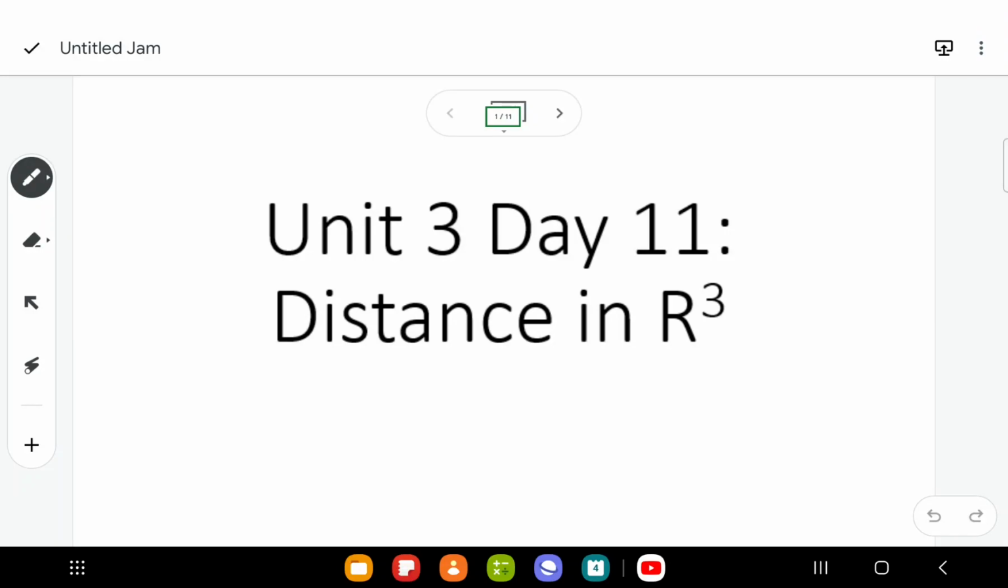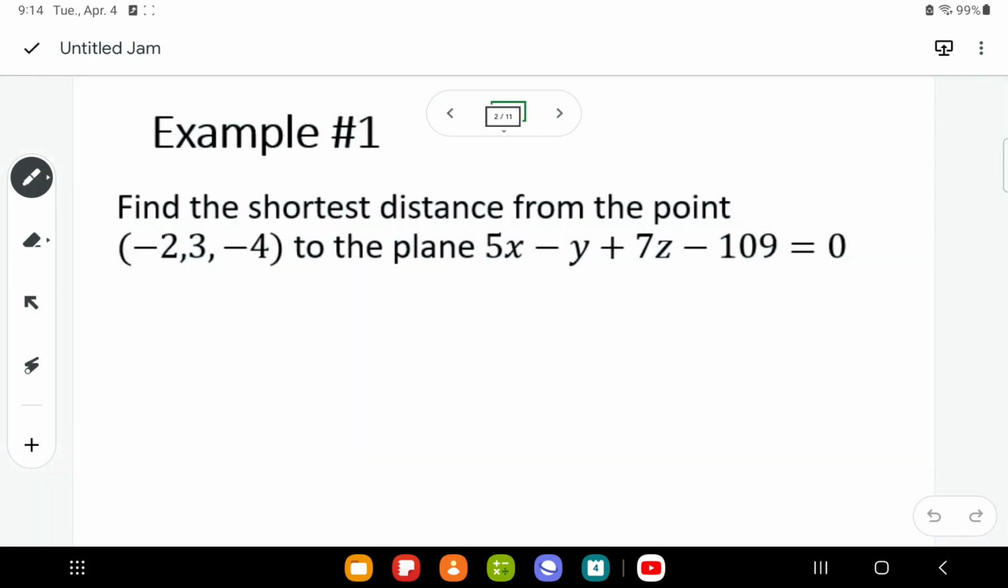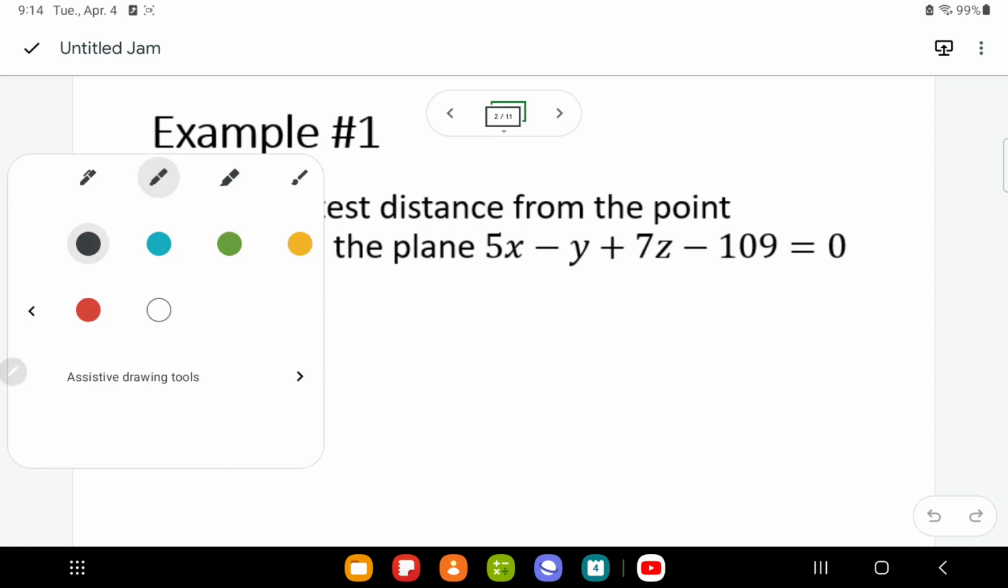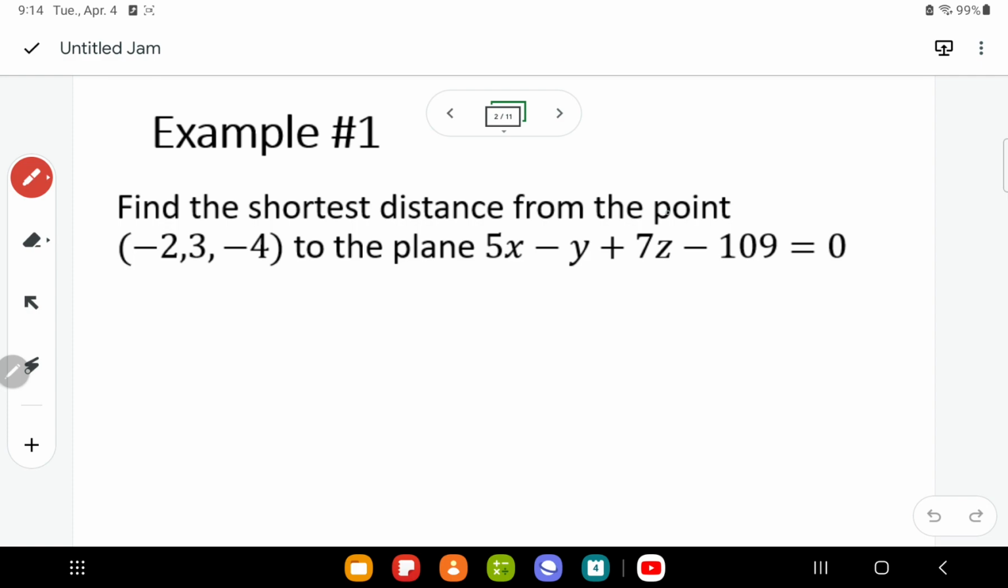To talk about how to find different distances between objects in R3. We're going to look at 3 different examples. So in the first example, we want to find the shortest distance from a point to a plane. And this is going to require us to have the plane in Cartesian form. If your plane was not in Cartesian form, you're going to have to put it into Cartesian form.